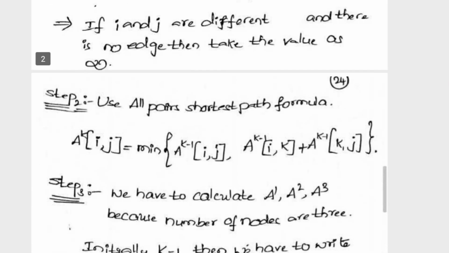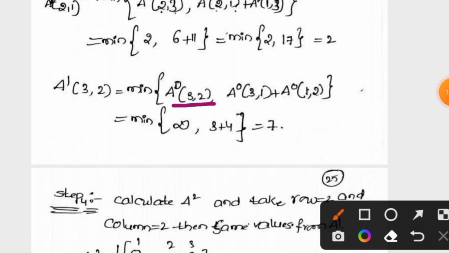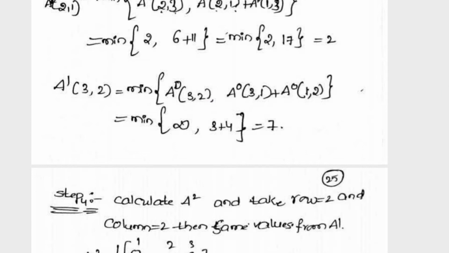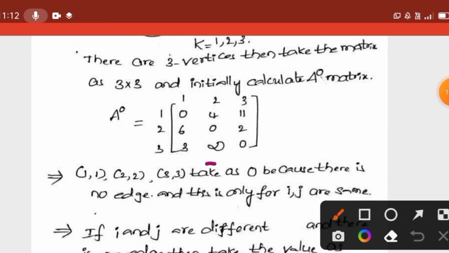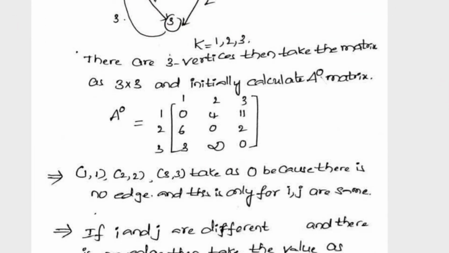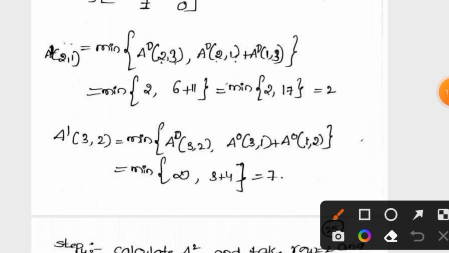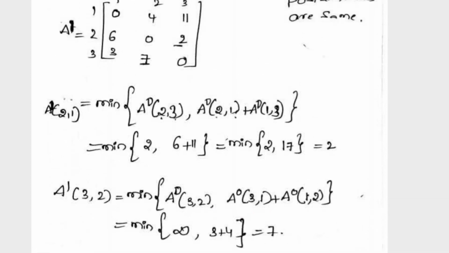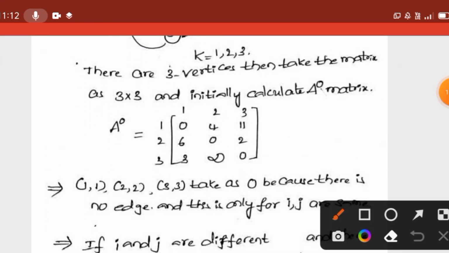Here first, the value is A power 0, 3 comma 2. So we have to take this value from the A power 0 matrix, that is, see here, the 3 comma 2 value is infinity. So we have to take infinity here. Then we have to calculate A power 0, 3 comma 1. So we take the A power 0 matrix, and in that matrix the 3 comma 1 value. See here, third row first column, the value is 3.